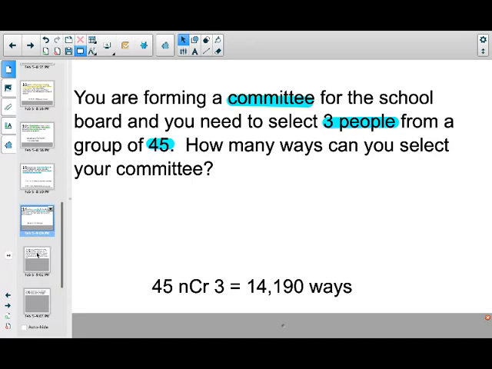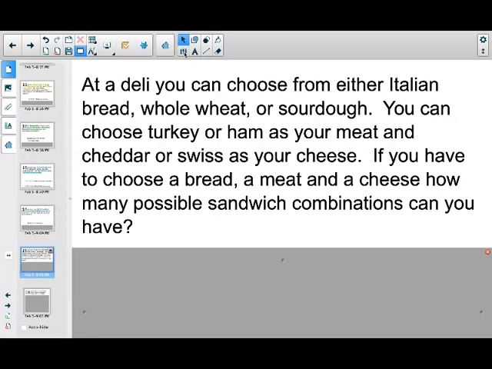Excuse me there. Number 15. At a deli you can choose from either Italian bread, whole wheat, or sourdough. We use different colors here. You can choose turkey or ham as your meat, and then cheddar or Swiss as your cheese. You have to choose a bread, meat, and cheese. How many possible sandwich combinations can you have?